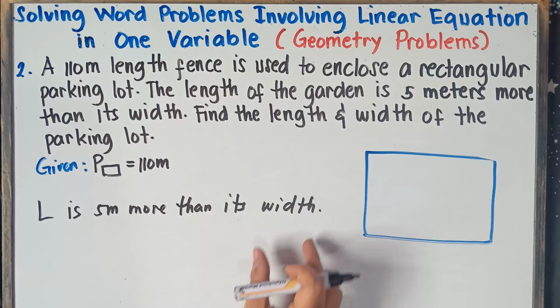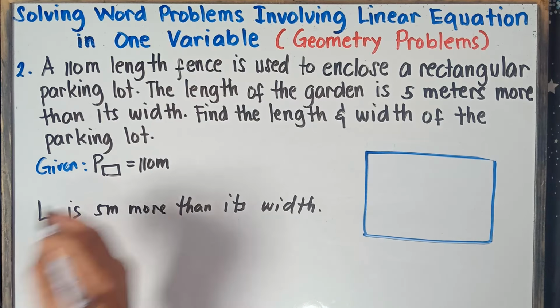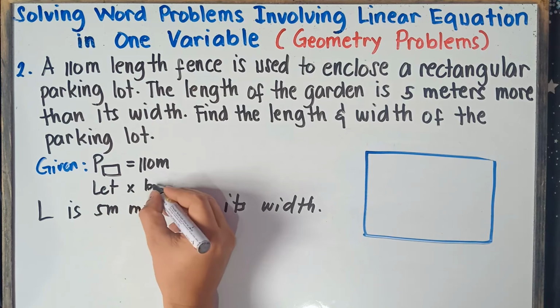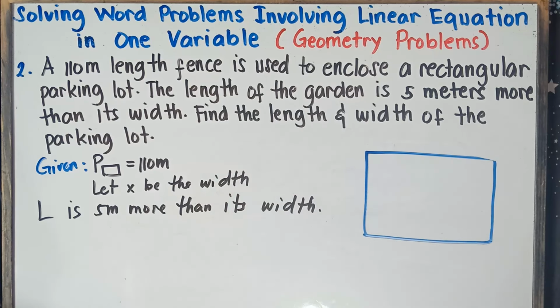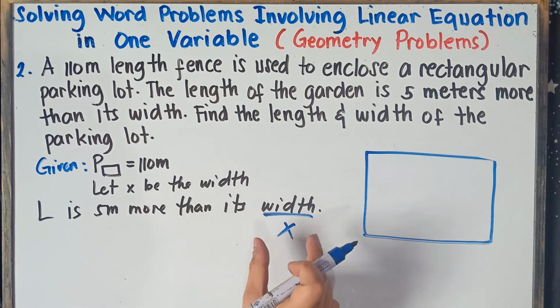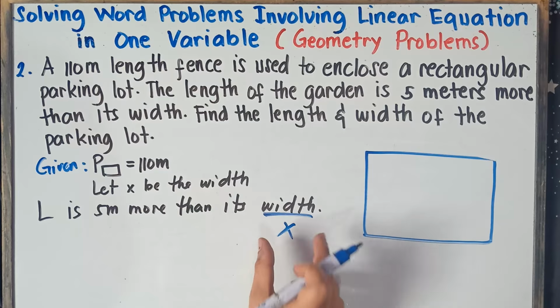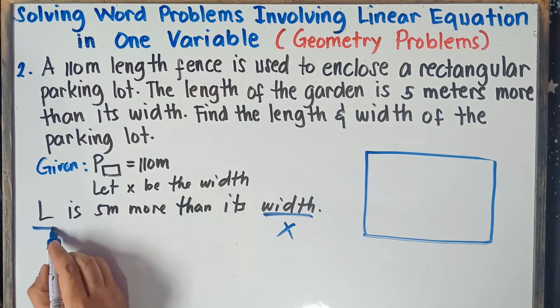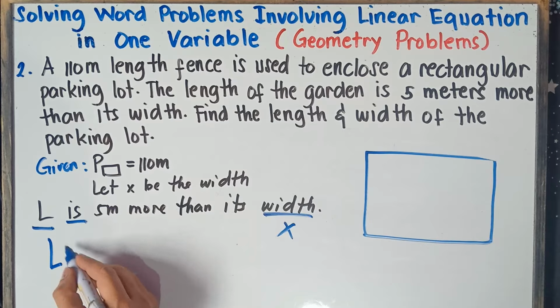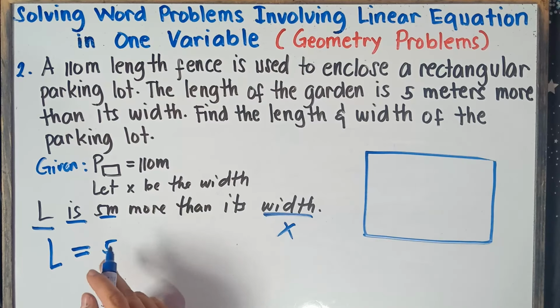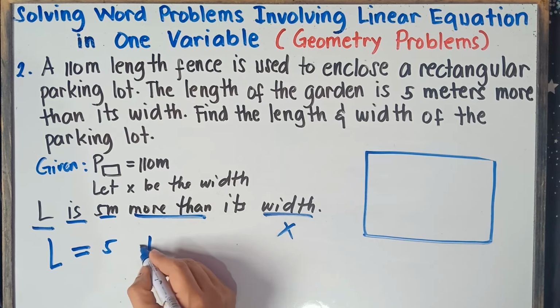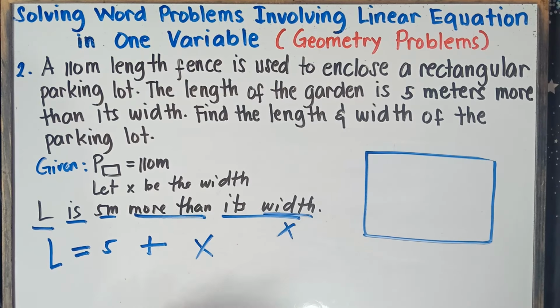Of course, we let x be the width. Once again, class, let x be the width. Now, you'll be asking questions, sir. Why do we let x be the width? Now, we let x be the width because we don't have any idea for the width. But we know, class, that the length is equal to 5 meters more than, that would be plus sign, and then its width, that would be x. Therefore, class, the length is equal to 5 plus x.